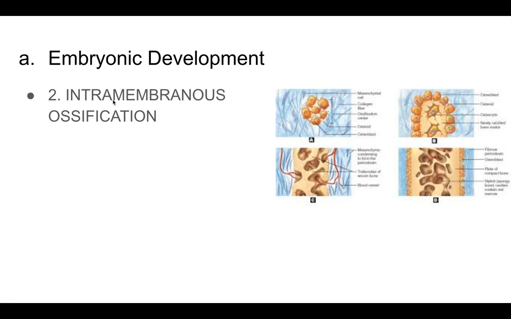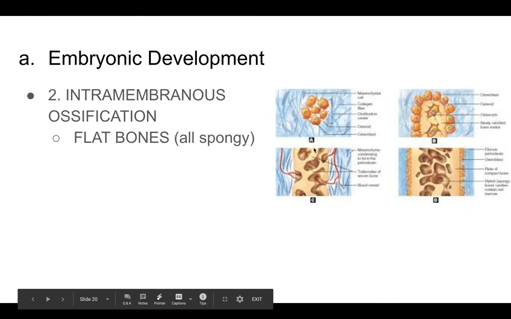It is called intramembranous. So the first type was called endochondral, which means inside cartilage, right? That's bone growth inside cartilage. This is called intramembranous, which is bone growth inside a membrane. This is how flat bones, which are packed full of spongy tissue, form. All right, now I know you don't have this picture, but we can still talk about the steps.